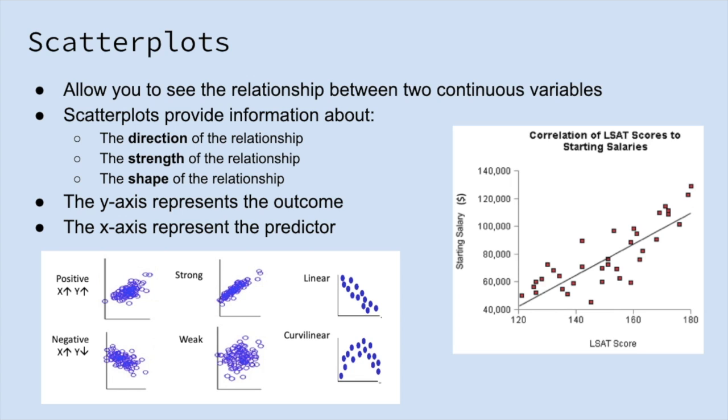Next, we have scatter plots. Scatter plots allow you to see the relationship between two continuous variables and provide important information about the direction, strength, and shape of the relationship. The y-axis of a scatter plot represents the outcome variable, while the x-axis represents the predictor variable or variables. The line that is plotted on the scatter plot is known as the line of best fit.